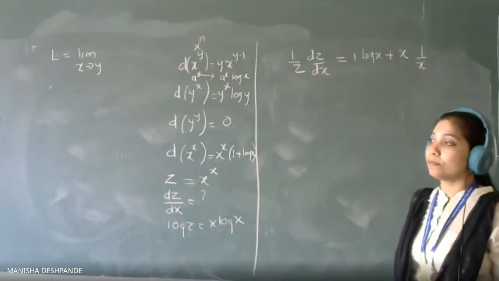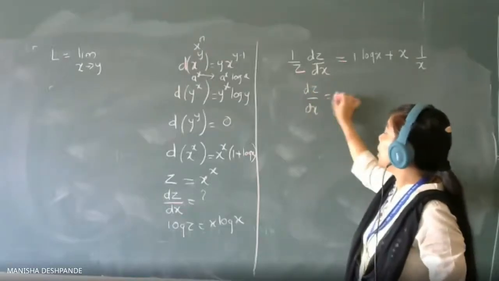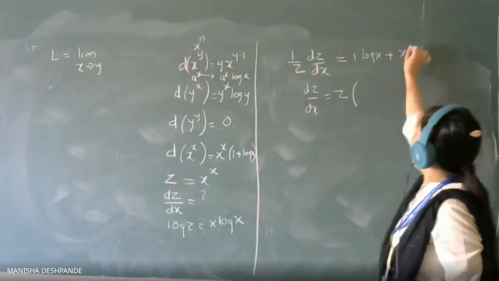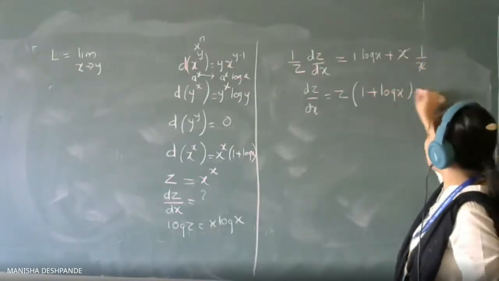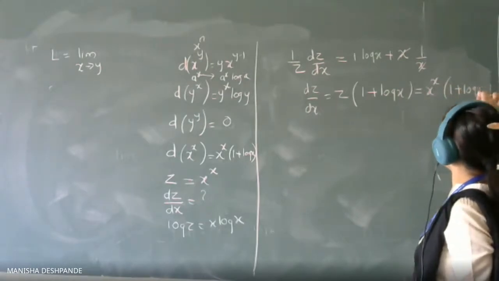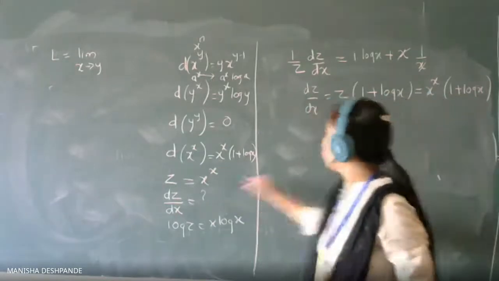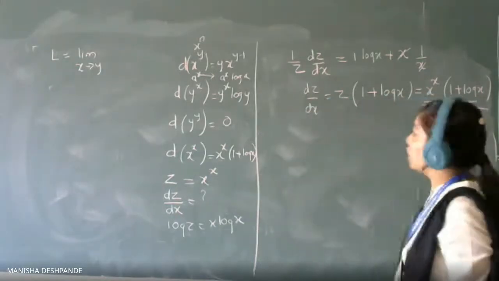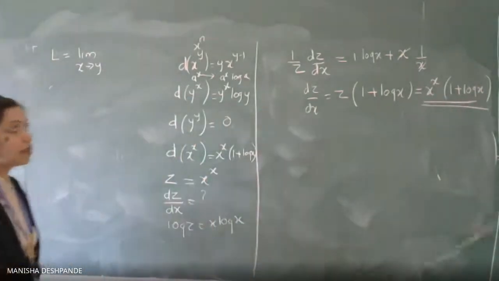And therefore, dz by dx will be nothing but z into, x cancel, 1 plus log x. But what is z? Because I want the final answer in terms of x. So x raised to x into 1 plus log x. That's your answer. So dz by dx, that is derivative of x raised to x, is nothing but x raised to x into 1 plus log x. That's what we are going to use. Is this okay?